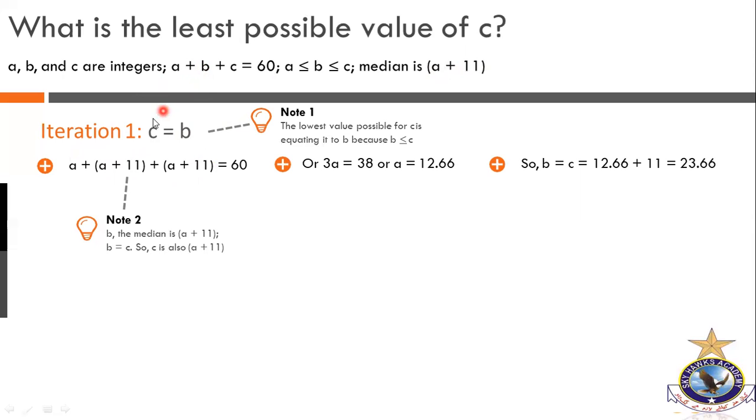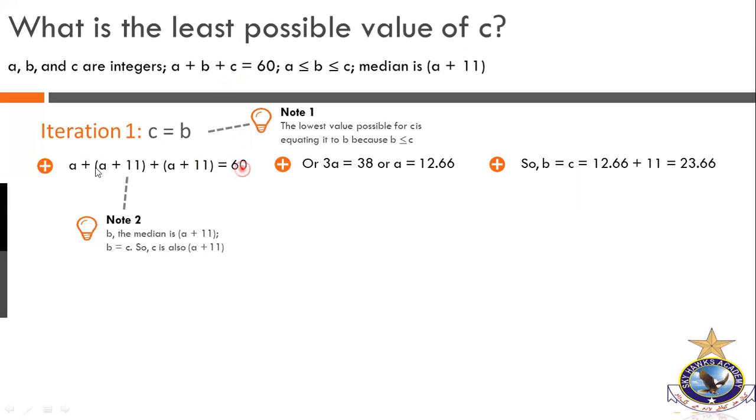B is replaced by A plus 11, because B is a median and the median is given. So we are putting the median instead of B. That makes sense. A plus 11 is coming as it is, and C is equal to B, so we are putting the value of B over here also. The right hand side is coming as it is.